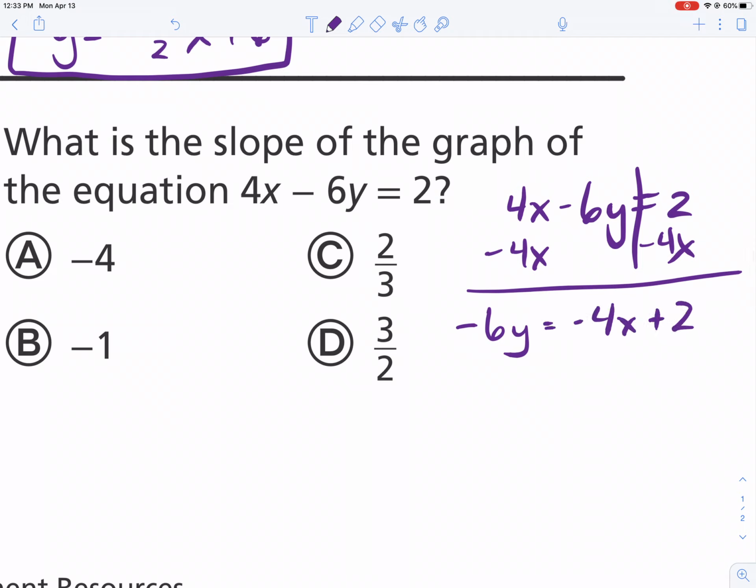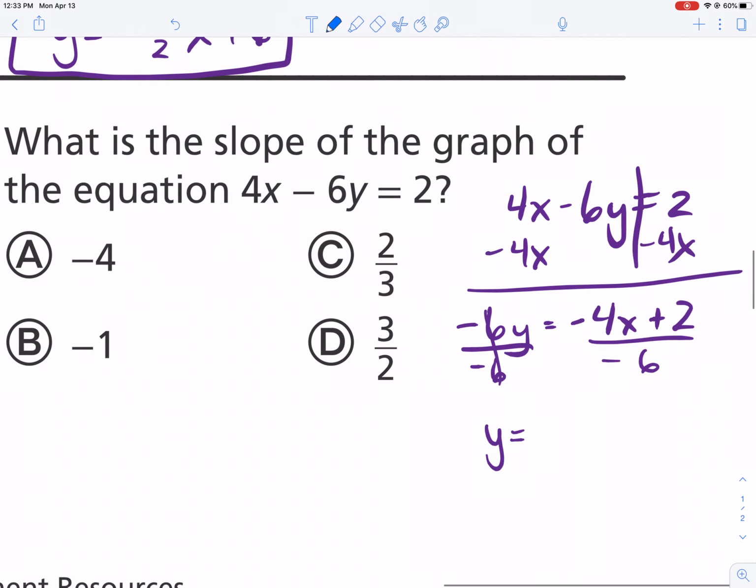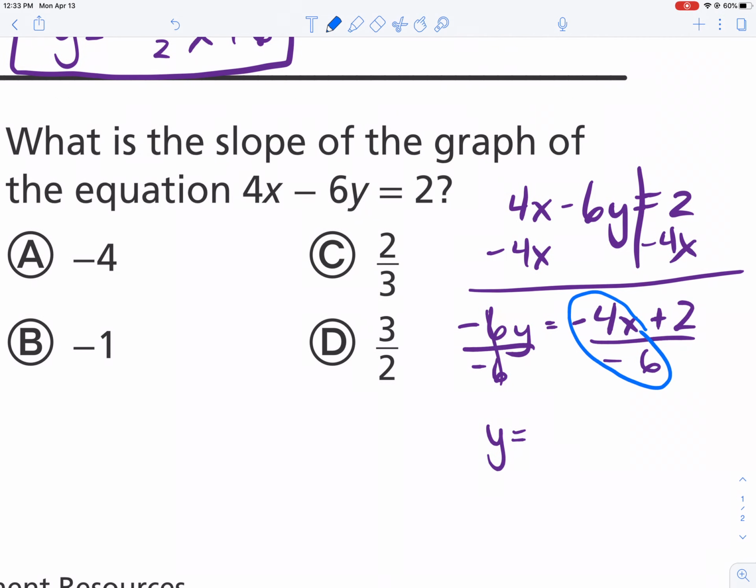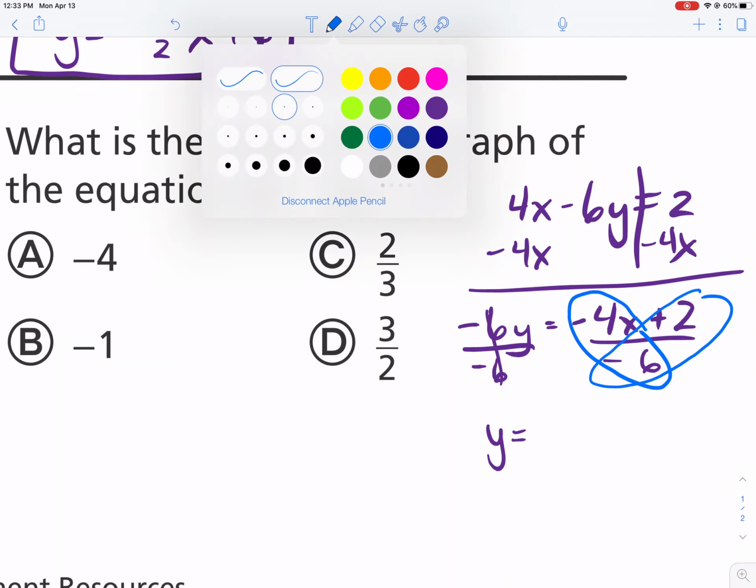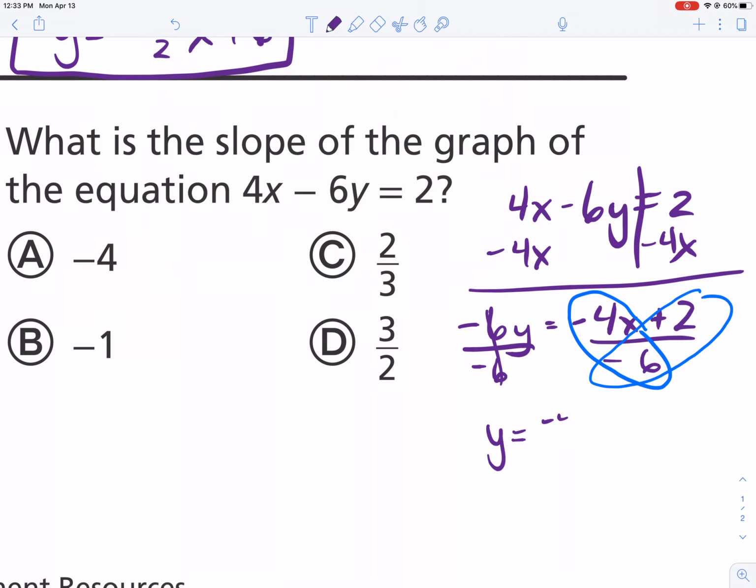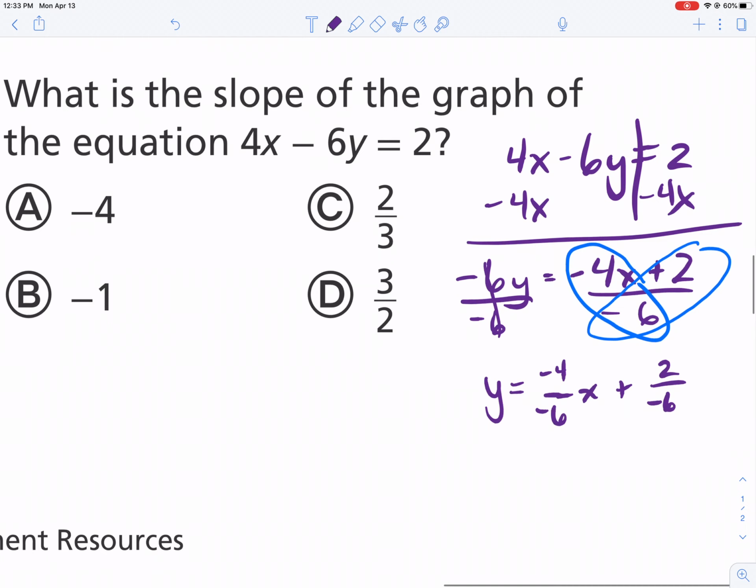And I'm going to put the 4x out front because remember, y equals mx plus b is our format. So I'm going to divide this by negative 6. I'm going to divide this by negative 6. I'm going to end up with y equals, now don't forget our butterfly method. So this part is going to be divided by negative 6, and this part is going to be divided by negative 6. So I have negative 4 over negative 6, and there's an x, plus 2 over a negative 6.